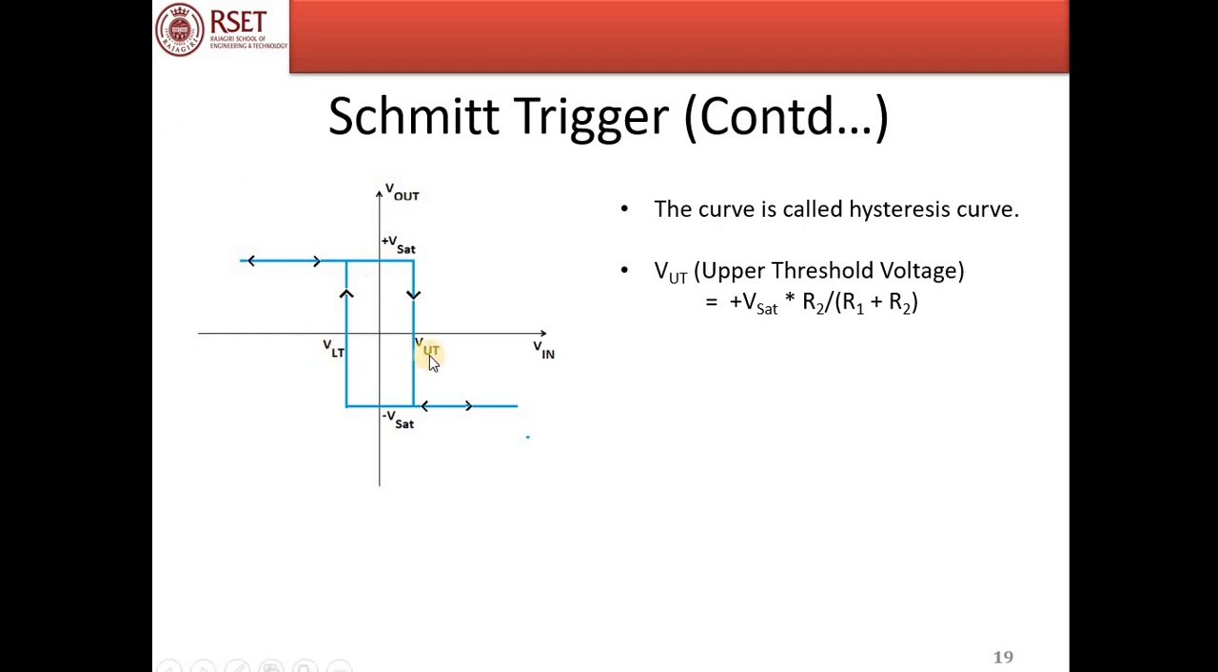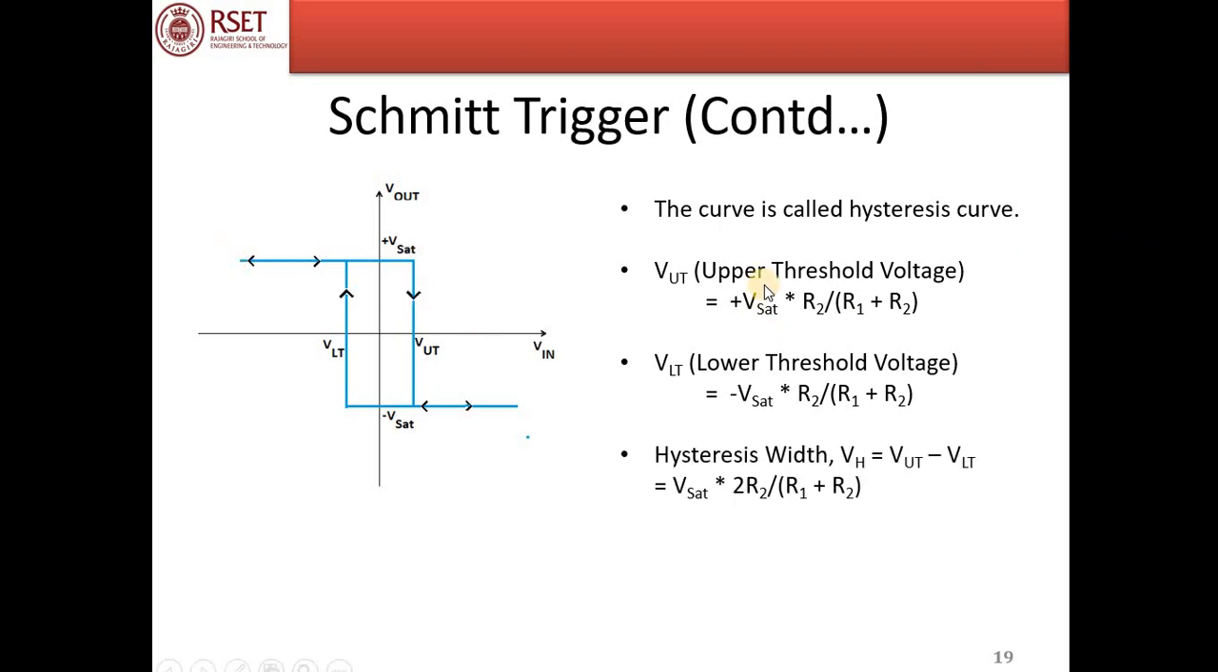And what do you mean by the upper threshold voltage? It is that value of voltage beyond which if you increase the input signal, the output switches from plus Vsat to minus Vsat. What is the value of lower threshold voltage? It is minus Vsat into R2 by R1 plus R2. And lower threshold voltage is that value of voltage below which if you decrease V input, the output switches from minus Vsat to plus Vsat.